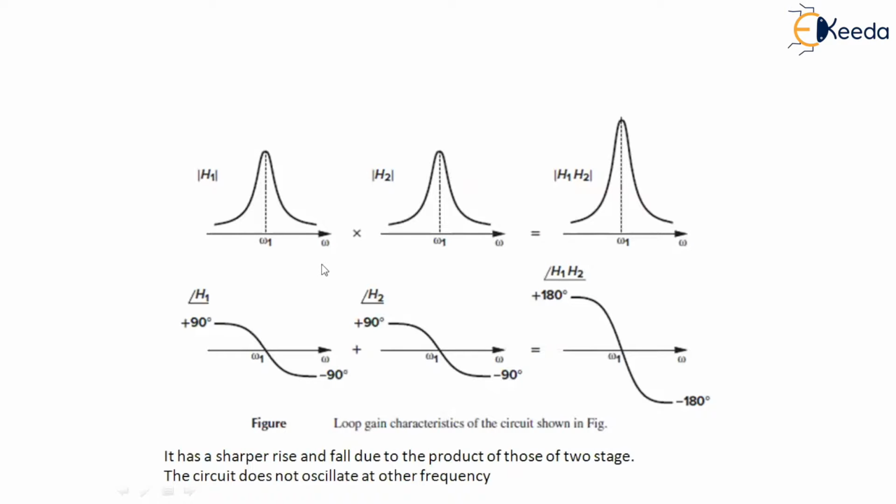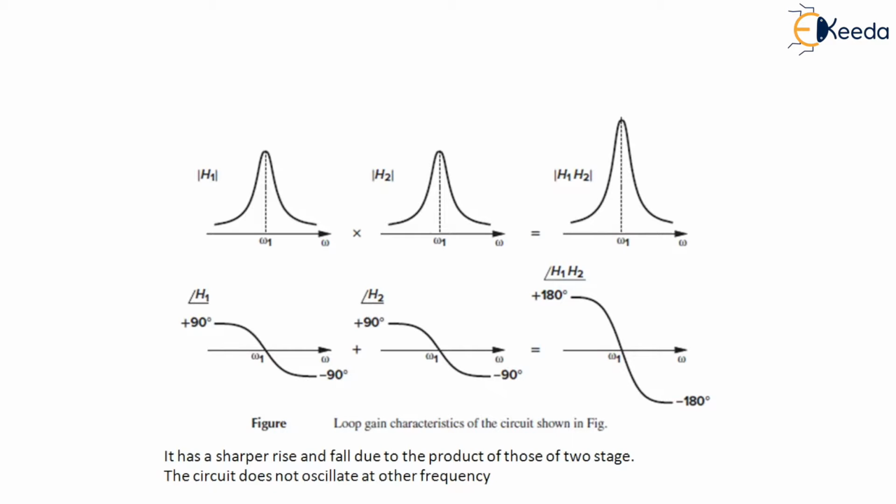This is H1 and this is H2. The product of them is like this. That's why they are known as cross coupled. While the phase shift of both H1 and H2 is given like this, the total phase shift of H1 into H2 is like this. It has a sharper rise and fall due to the product of those two stages, and the circuit does not oscillate at other frequencies.